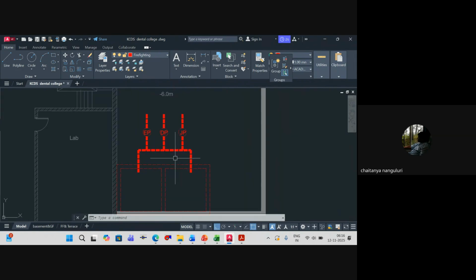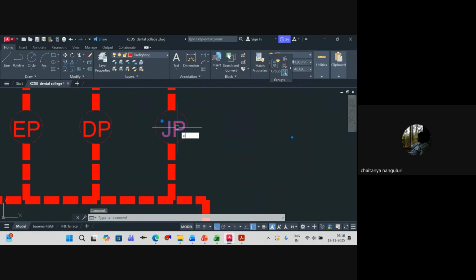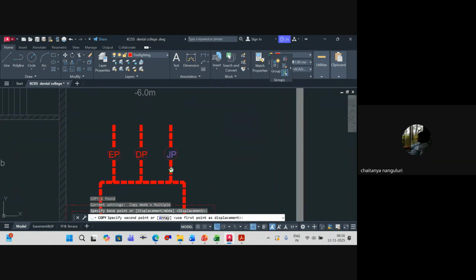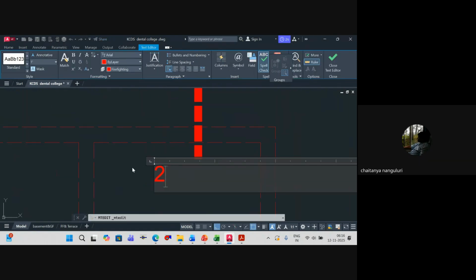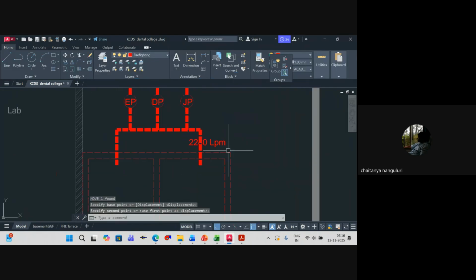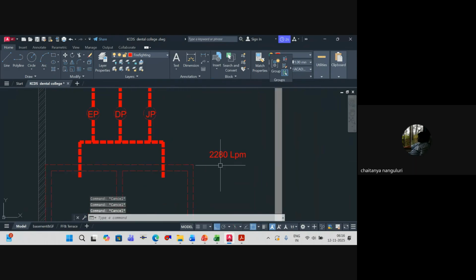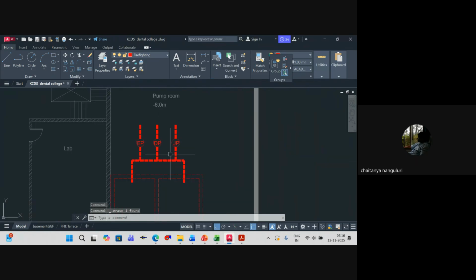So here the flow rate that we require is 2280 LPM. So when the flow rate is 2280 LPM, what is the maximum flow rate that can happen inside your suction manifold or discharge manifold at any point of time? It's 2280 LPM only. The reason is that there is something called a sequence of operations.